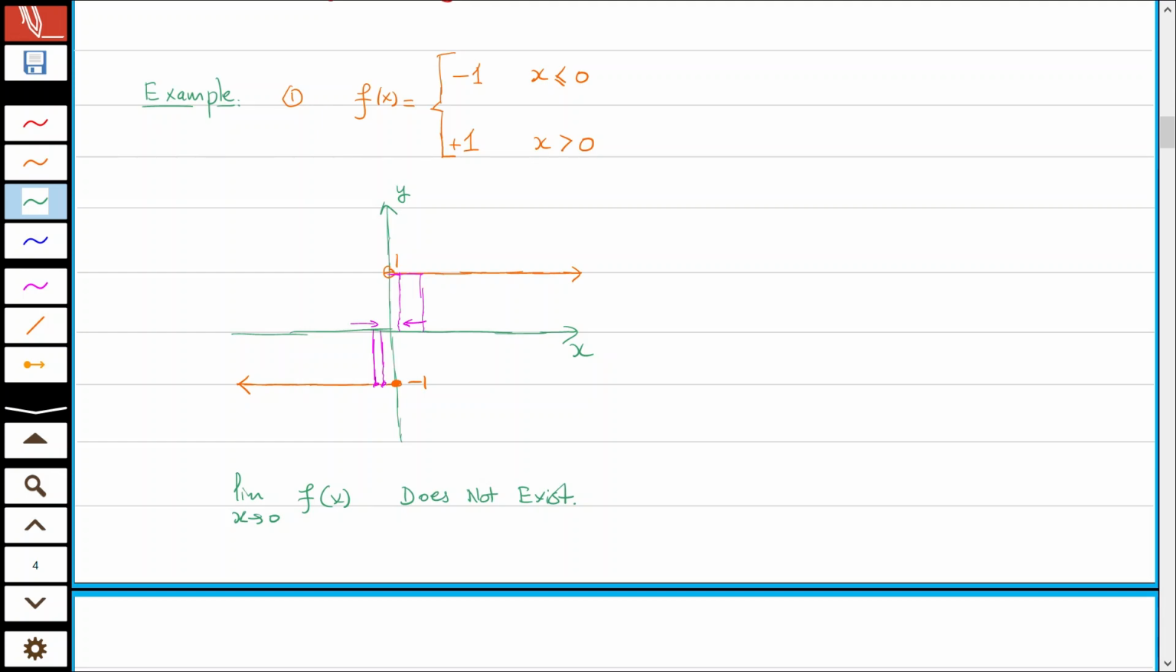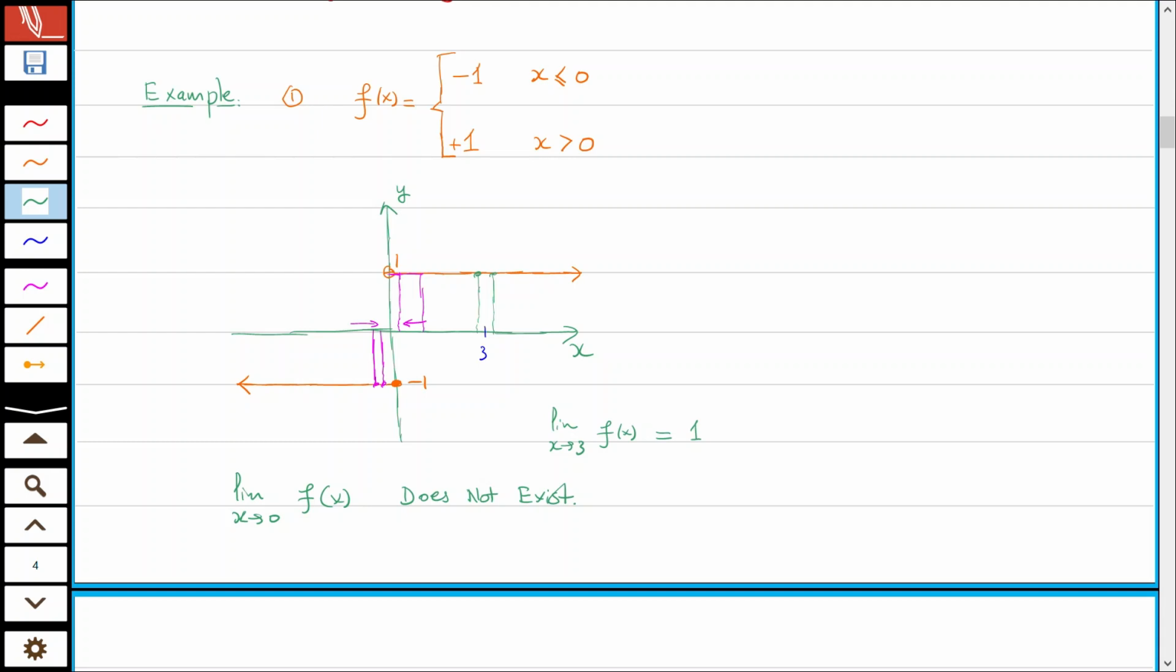But it has a well-defined limit at any other point. For example, if this is x equals 3, if you are close to 3 right here, your value is +1. If you are close to 3 on this side, your value is still +1. It's only at x equals 0 that the limit doesn't exist. You can write that the limit as x approaches 3 of this f of x equals plus 1.